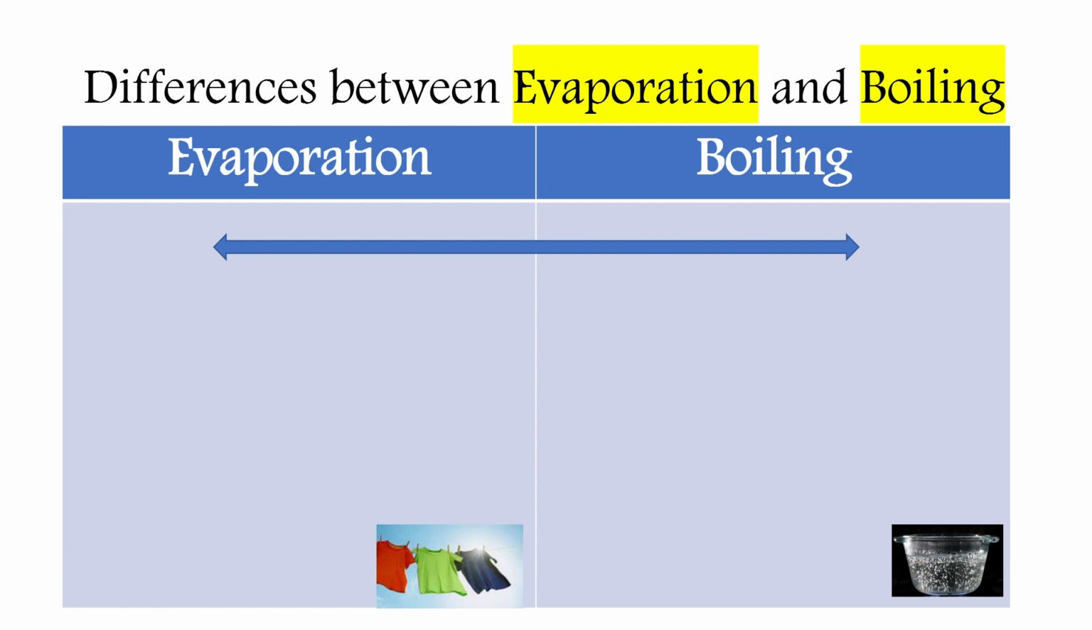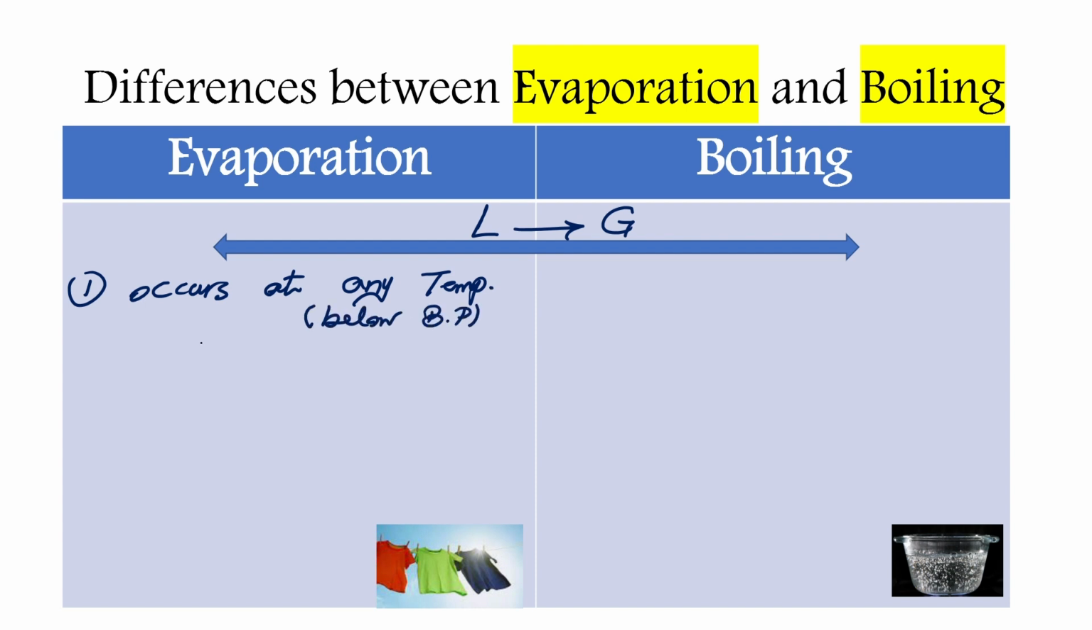The differences between evaporation and boiling. In both evaporation and boiling, the substance changes from the liquid state to the gaseous state. But what are the differences? The first difference between evaporation and boiling is that evaporation occurs at any temperature. This temperature is below the boiling point and may be at room temperature. Example of evaporation: laundry on a clothesline dries up by evaporation, so it occurs at any temperature.